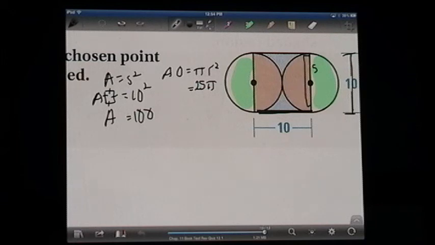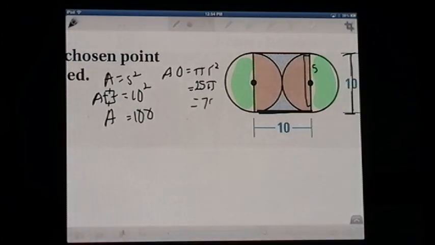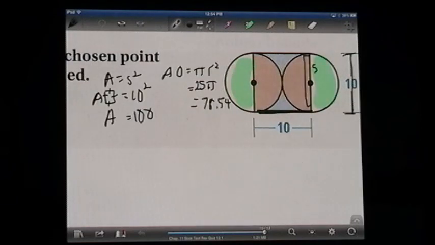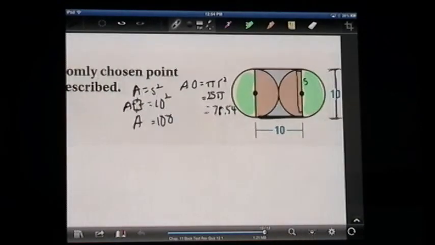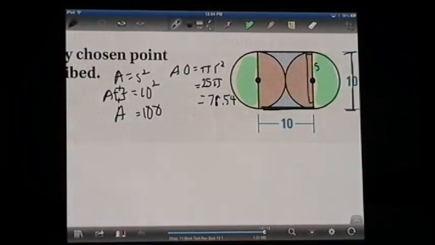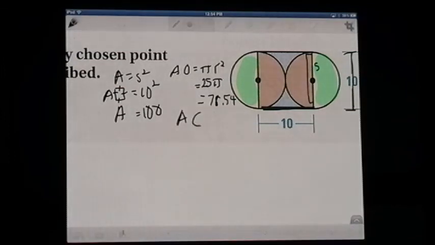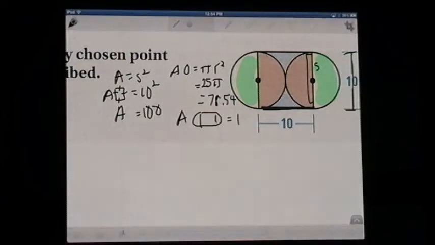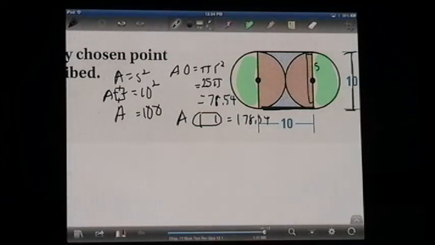I got 78.54. And that's in units. I don't see what kind of units. Okay. And so 100 plus that would be 178. So the whole figure, and we're going to just draw a small one, the area of the whole figure is 178.54.